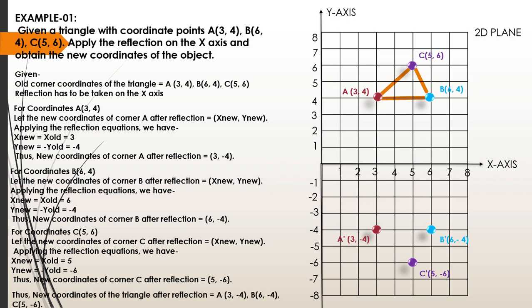We have to connect all the coordinate points to each other to create the reflected image of that object on our screen. So in this way, when we reflect that object along the x-axis, we will have this kind of image after reflection.